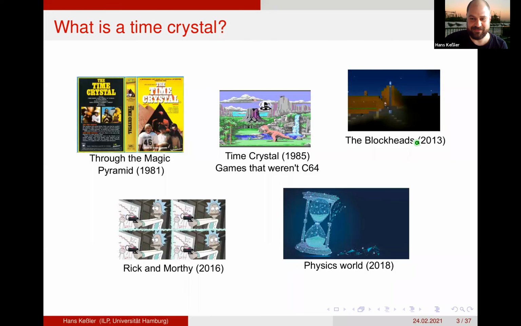Yesterday, before my talk, I searched the internet to see what people think a time crystal is, and I came up with this slide. There were even movies in the 80s called Time Crystals, but all of this goes a bit more in the direction of science fiction and has not really to do with what we as physicists understand by a time crystal. But the idea came, maybe a little bit before 2012, when Frank Wilczek introduced it into physics.